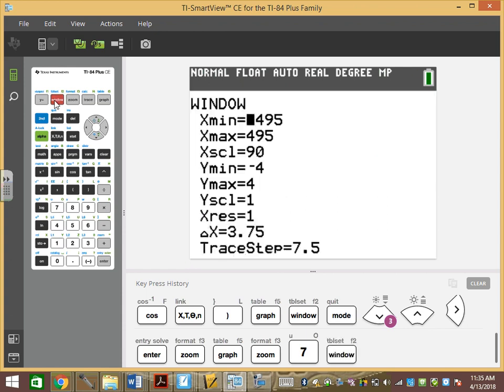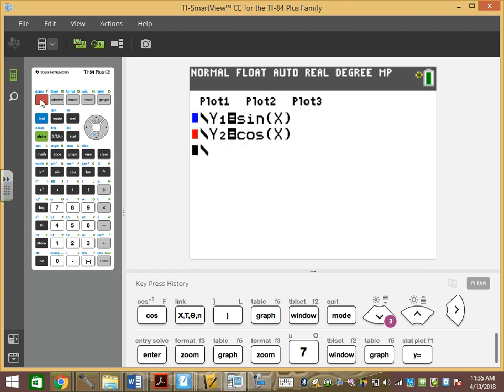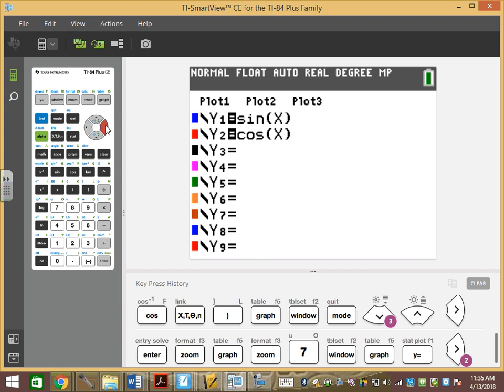So we press window. Our X scale is what? 90. So every tick is 90. So this blue graph, if I move it 90 to the left, it'll be on the red, right? So the blue one is the sine graph, 90 to the left. So I'm going to go to my y equals, and I need to move it 90 to the left. So I'm going to do what? I need to move it 90 to the left.